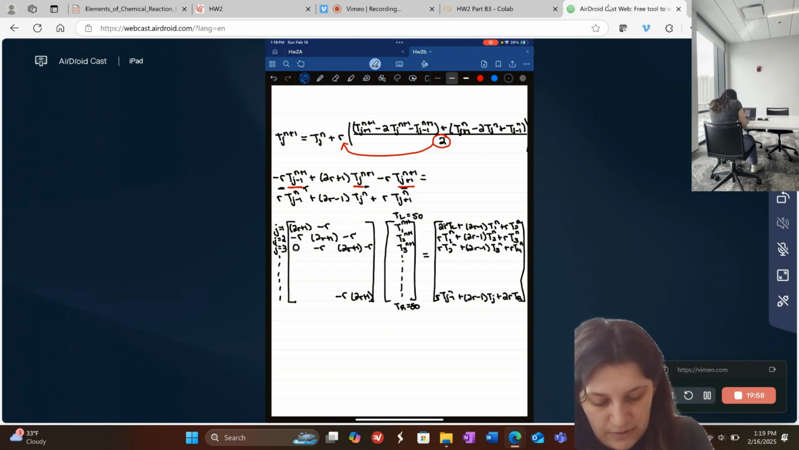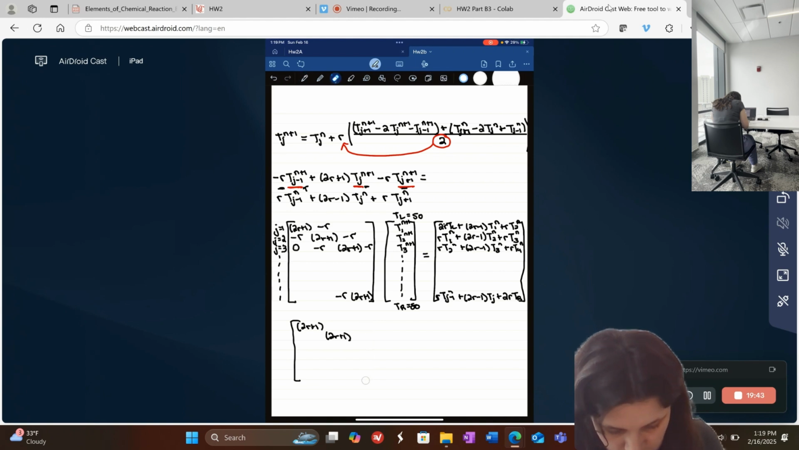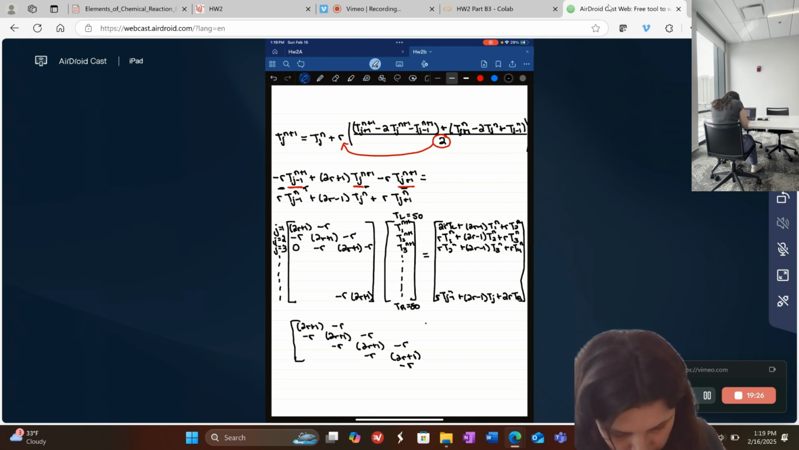And just to draw it out a little better, what you're really going to end up with for this one over here is you're going to have some diagonals. 2r plus 1 is 2r plus 1. And then you have your negative r values under here and up here. And then everything else you would fill in with zeros. So you have a sparse matrix.